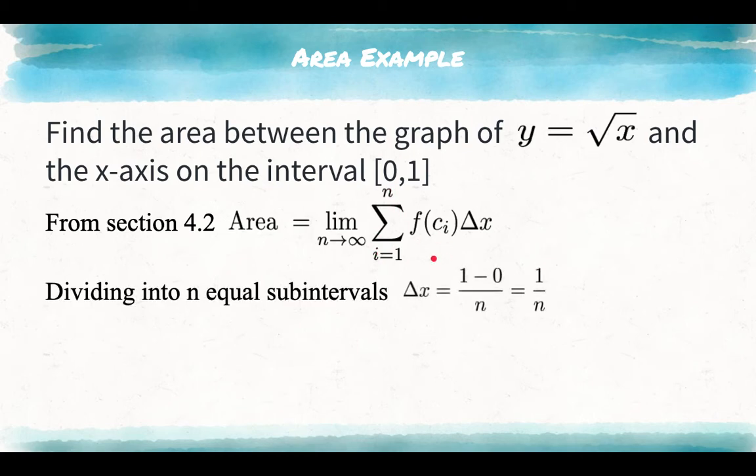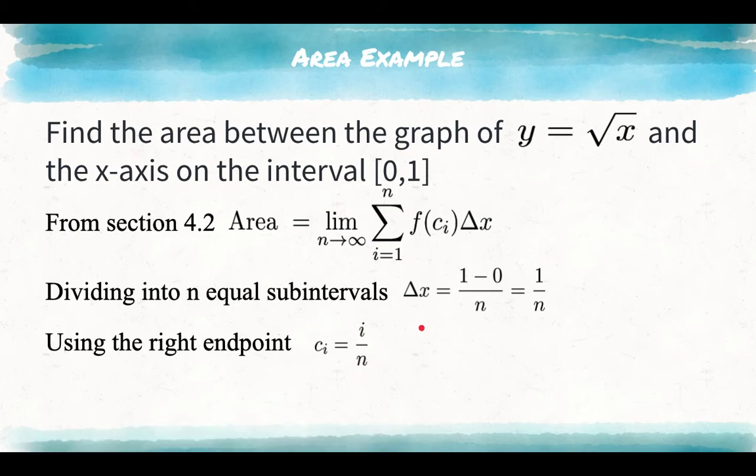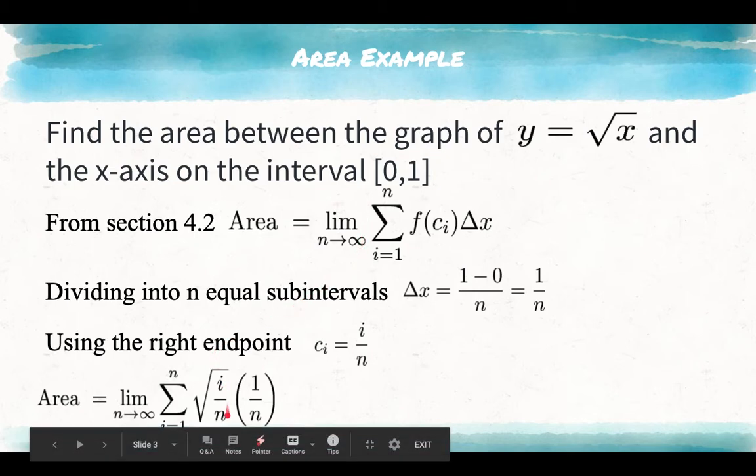So we go with this idea of equal subdivisions. So delta x is going to take the width of the interval, which is 1, divided by n. So we'll use the right endpoint for c sub i. That's often the easiest way to go. And we get this limit here, the limit as n approaches infinity of the sum as i equals 1 to n of the square root of i over n.